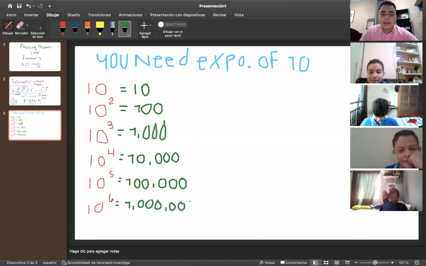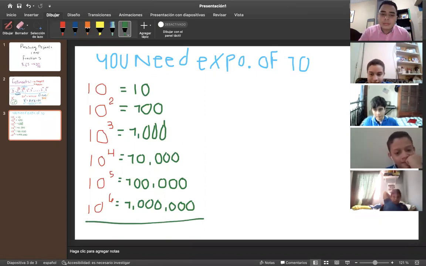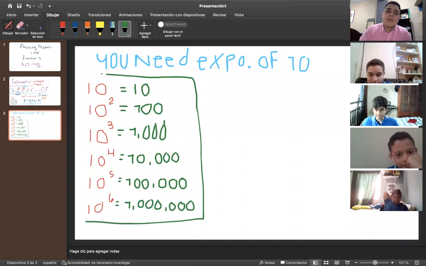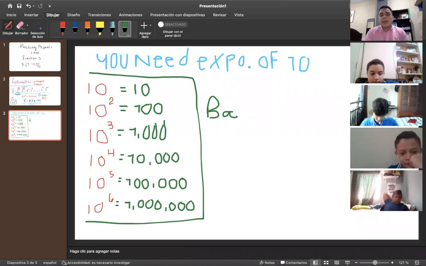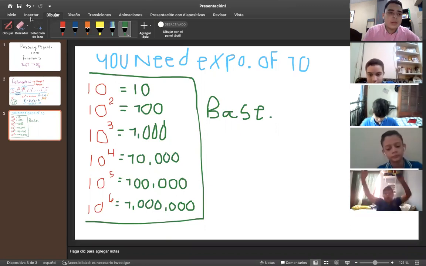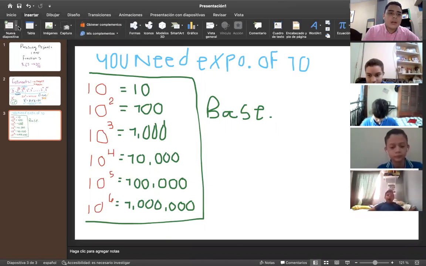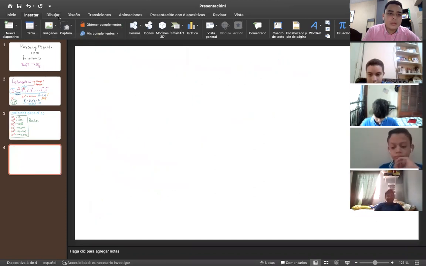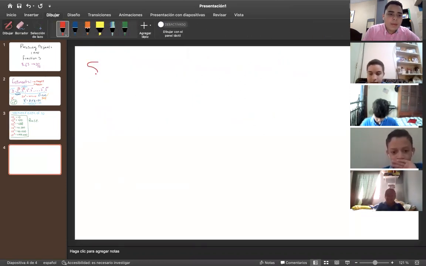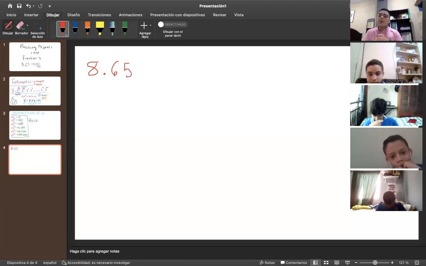Okay, great, guys. Well, this is going to be our base to pass decimals into fractions. So let's start with the previous example that I drew to you. What happens if we want to pass 8.65 into a fraction?